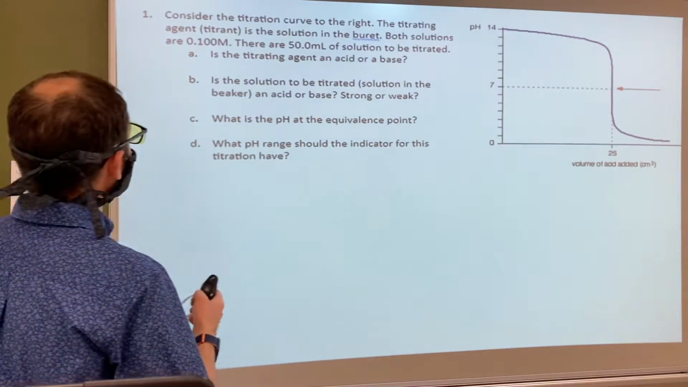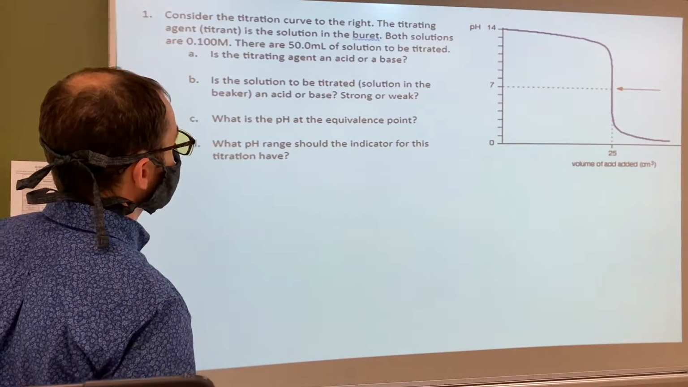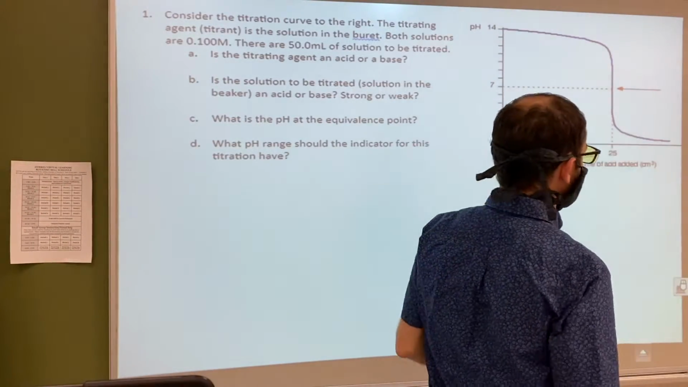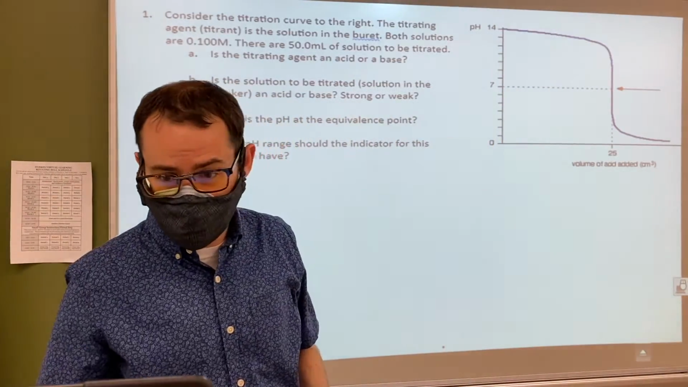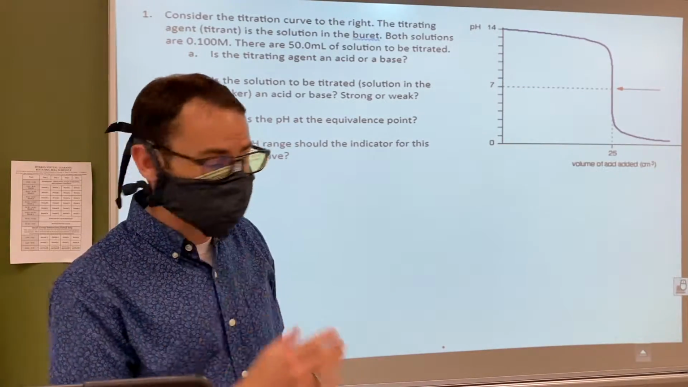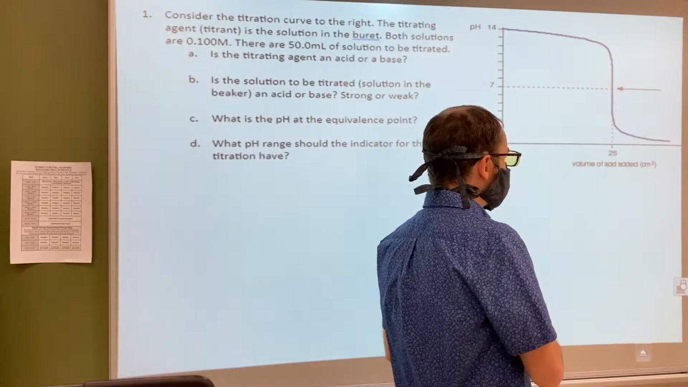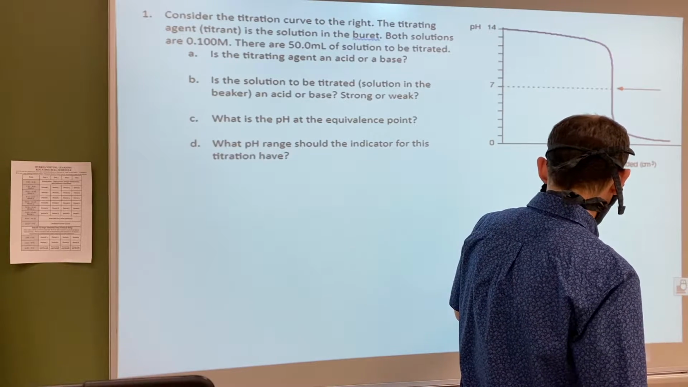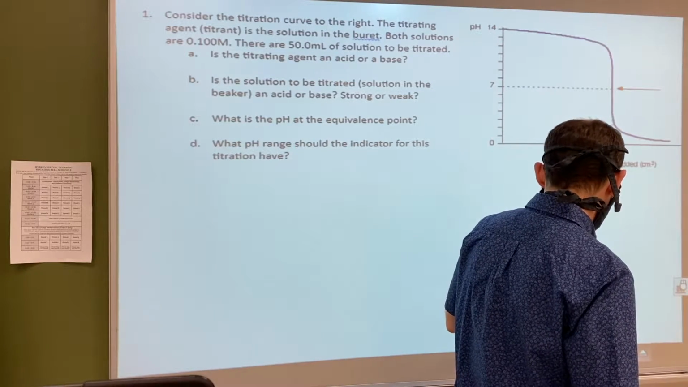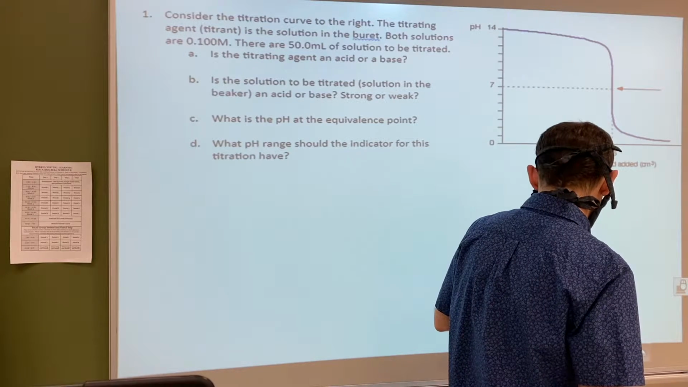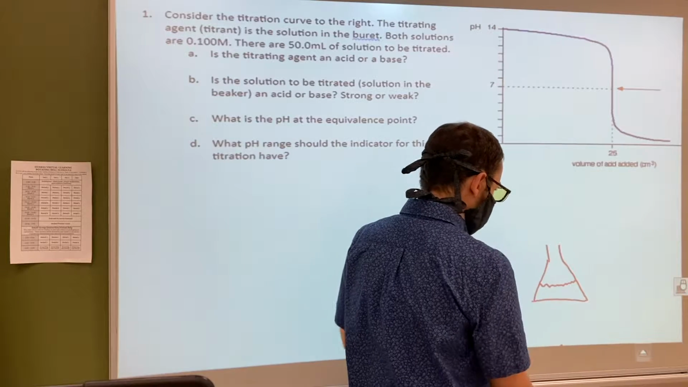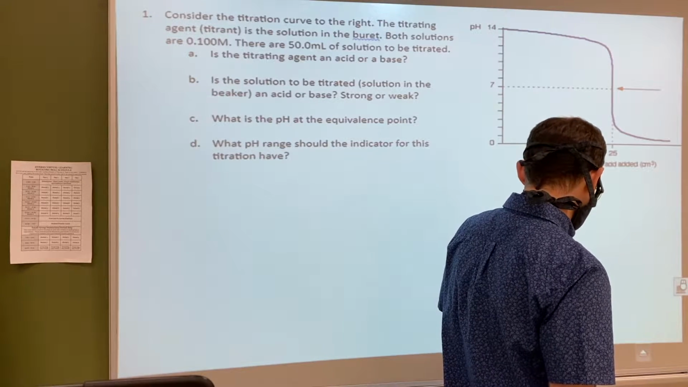Okay, so this says, consider the titration curve to the right. Let's take a look at this, and let's talk about this first before we even read the questions, okay? This is a graph, and what this graph is showing you is the change in the pH of a beaker, or more correctly, an Erlenmeyer flask throughout this lab. So here's our Erlenmeyer flask in our solution, which is either an acid or a base.